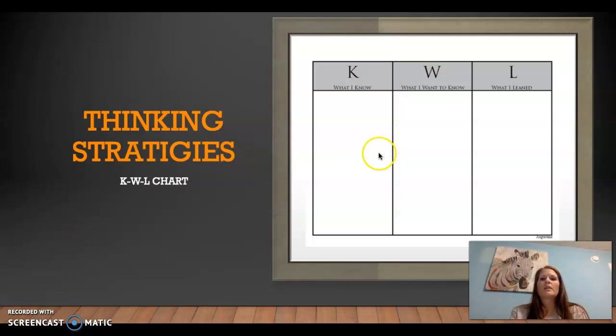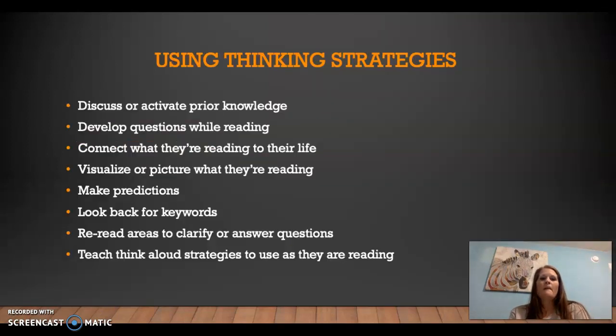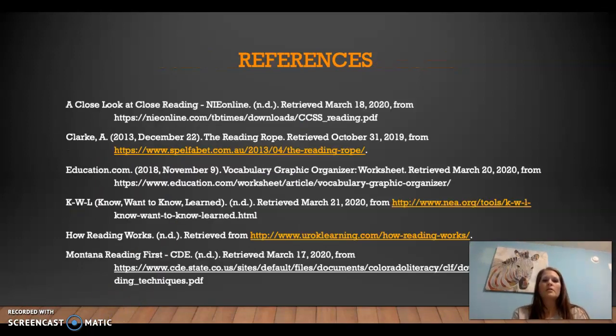Another thinking strategy is the KWL: what I know, what I want to know, and what I learned. It's another good graphic organizer and thinking strategy to use. Using thinking strategies: discuss or activate prior knowledge, develop questions while reading, connect with their reading in their life, visualize. All these things are good to use after you've used those thinking strategies.